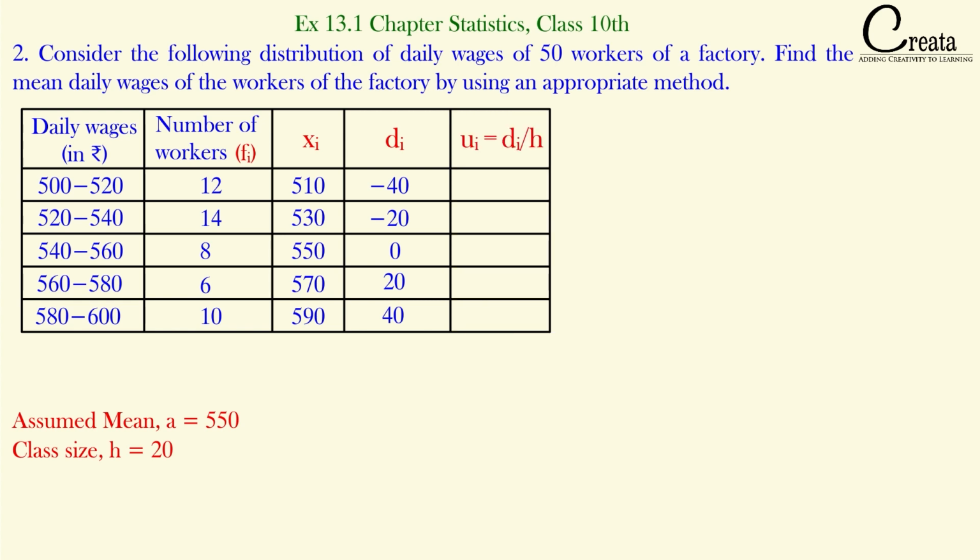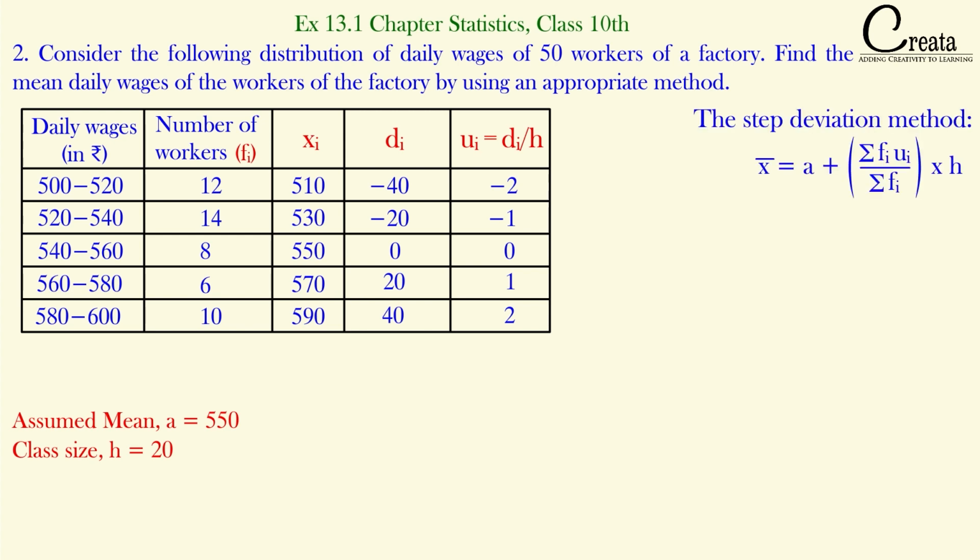Let's divide the deviation di by the class size, which is 20, that is h. So minus 40 by 20 will be minus 2, then minus 1, 0, 1 and 2. We got very simple values like 2, 1, 0, 1, 2. If we compare this with the observations 510, 530, 550, these are very large values. We can also compare ui with di. Here di is still larger, like 40, 20, minus 40. Ultimately, the value of ui is very simple. Our calculation became very simple. So we will go with the third method, that is the step deviation method.